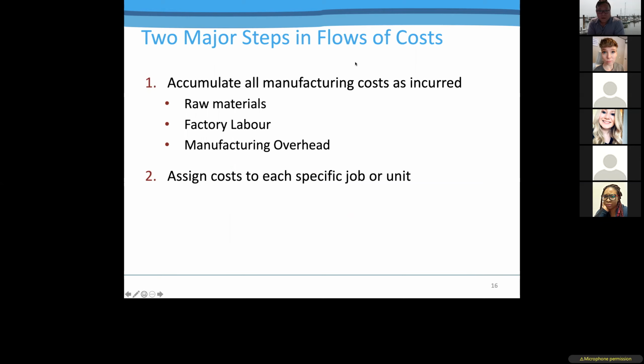So there are two major steps in the flows of the cost. First, you want to accumulate all manufacturing costs as incurred: raw materials, labor, manufacturing overhead. So you accumulate this cost, you see the T accounts, right? You just accumulate this cost by debiting the T account. And then the second step would be to assign cost to each specific job or unit. So for each specific job, how much materials you have used for that job, how much labor time you have incurred for that specific job, and what amount of manufacturing overhead should be assigned to that specific job, the job unit.